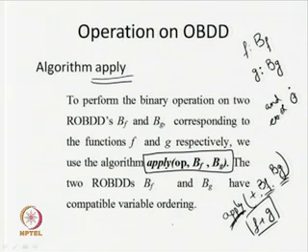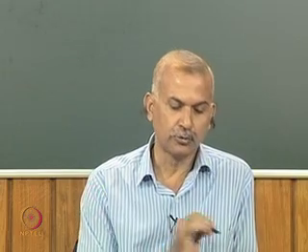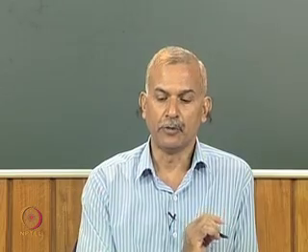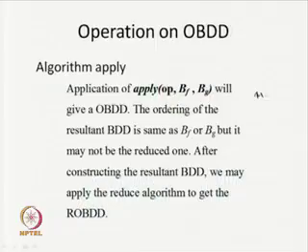Now, while I talk about f and g, or BF and BG, these are BDDs. So, these are ordered binary decision diagrams, and these two binary decision diagrams must have compatible variable ordering. So, what does it mean? In case of compatible variable ordering, both the BDDs must have the same variable ordering. That means if one has, say, variable ordering x1, x2, up to xn, then both BF and BG should follow this same variable ordering.